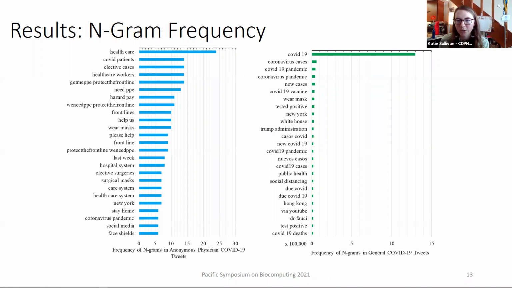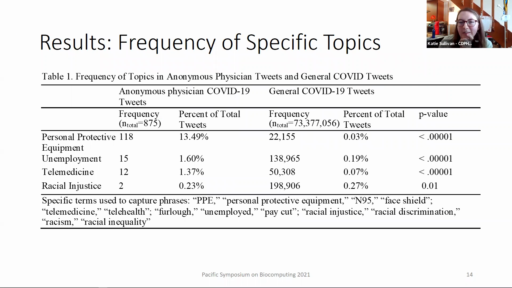The more general discourse in green on the right, they are more general, but they also contain more political phrases such as White House, Trump administration, and Dr. Fauci. And by more general, I mean, it's COVID-19 pandemic, coronavirus case, it's COVID-19, and that sort of thing. So let's look at some more information here.